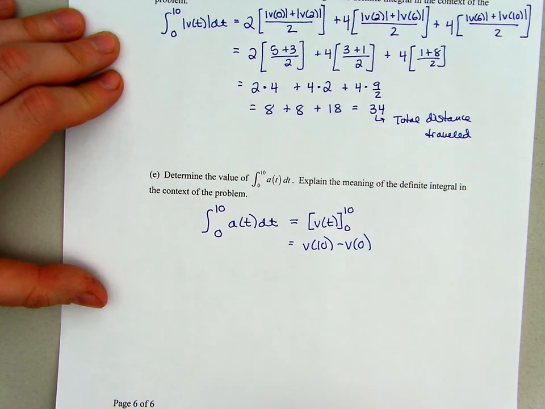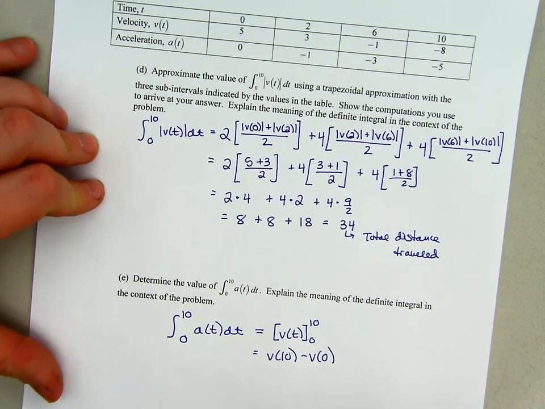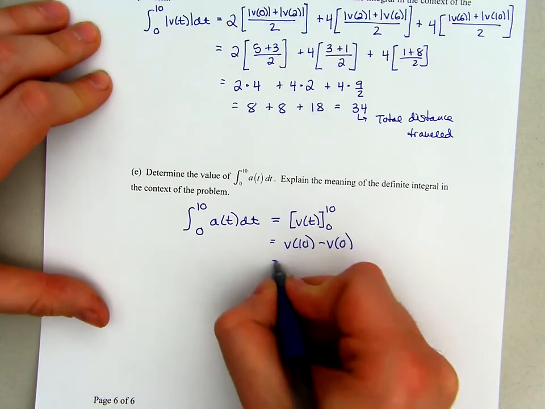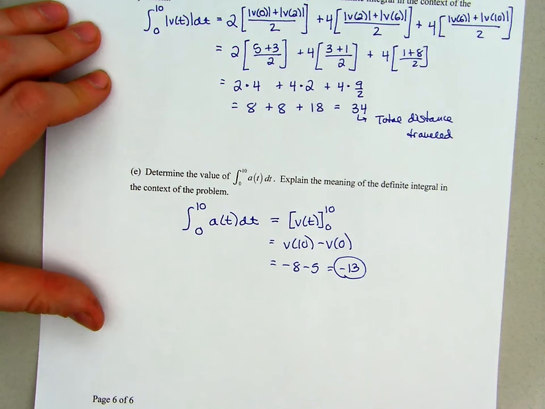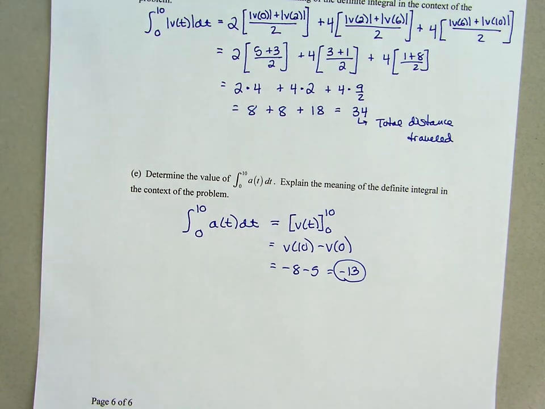I have those velocities in my table, right over there and over there. So I'm going to do negative 8 minus 5. I'm going to get negative 13. Actually, they gave you more information in this problem than we needed. We didn't need anything about that acceleration line that was given to us.